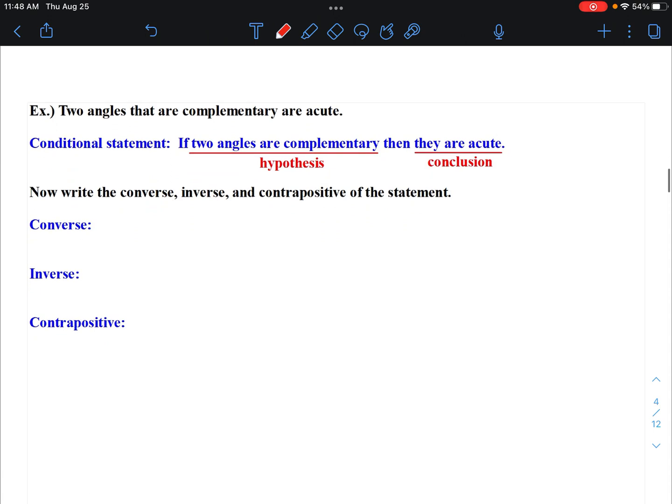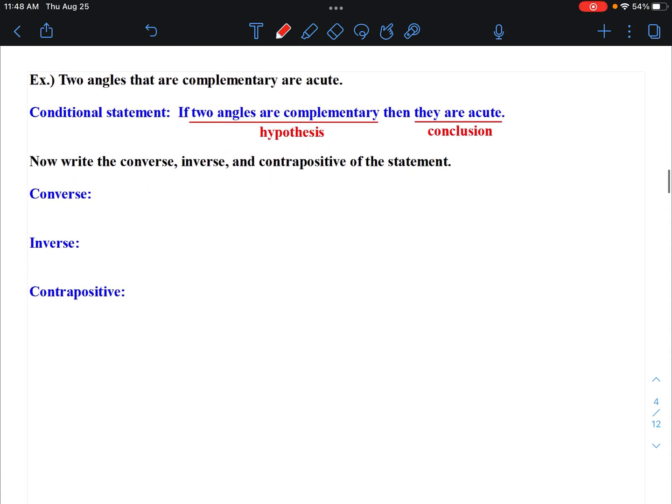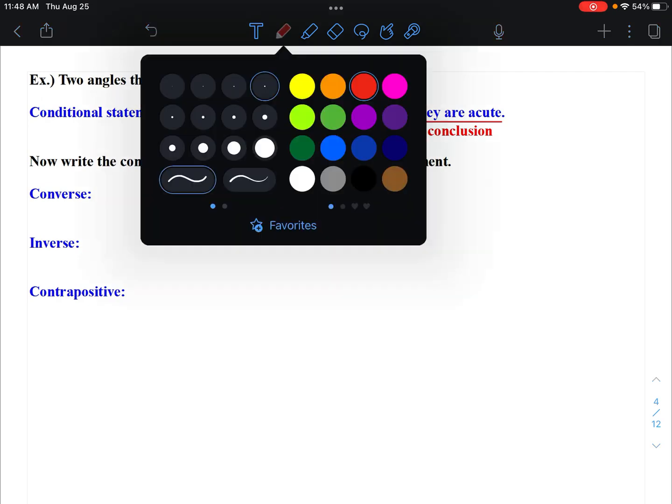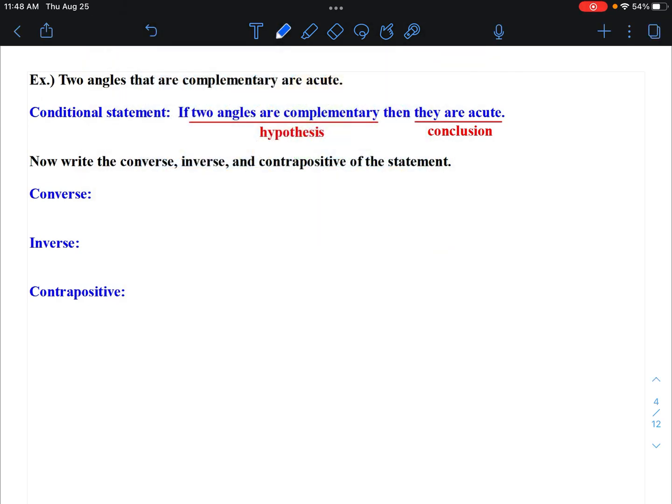So let's practice this. To do these different related conditional statements, you need to be able to identify the hypothesis and conclusion. If you look at the first one, I've already done it. Two angles that are complementary are acute. So I rewrote it as a conditional statement. If two angles are complementary, then they're acute. I've underlined the hypothesis part and I've underlined the conclusion.